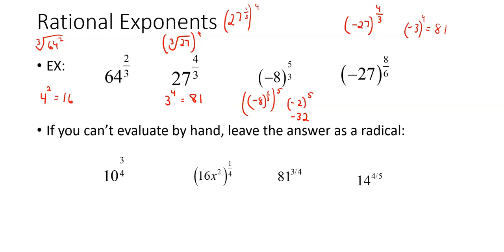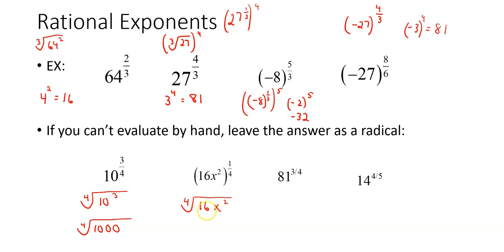The second set of problems says if you can't evaluate by hand, leave the answer as a radical. So look at 10 to the 3/4. I can't take the fourth root of 10, can I? Can I take 10 to the third? Yeah, I got 1,000, but what's the fourth root of 1,000? I don't know. So I'll take the fourth root of 10 cubed, which I could also write as the fourth root of 1,000. 10 squared is 100, 10 to the third is 1,000. Leave it like that.